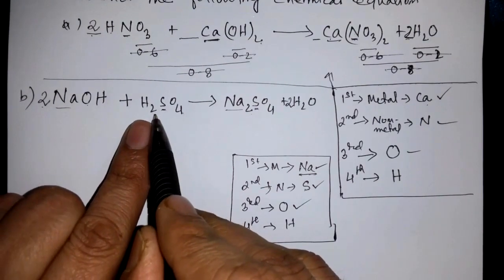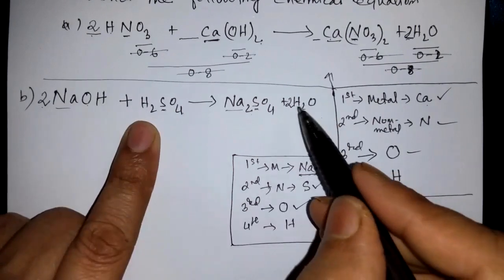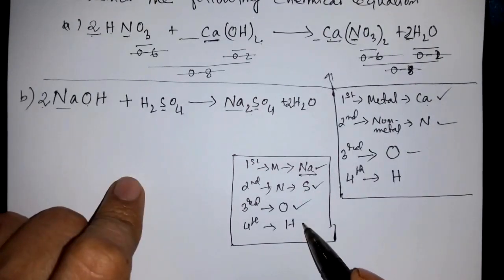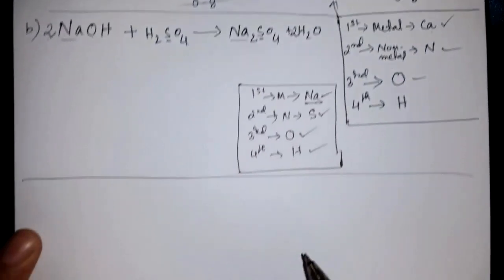This hydrogen is 2, this hydrogen is 2, so 2 plus 2, 4, and this hydrogen is 2 plus 2, 4. Naturally, hydrogen is balanced. Okay, let us go for C.